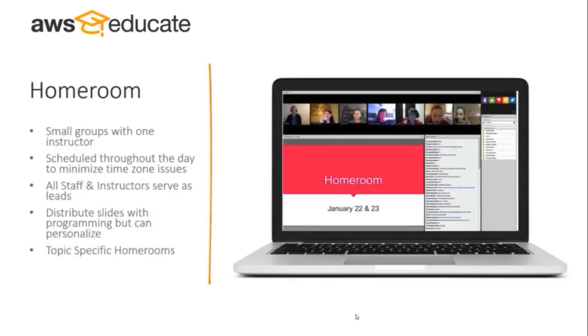And then we have homeroom. So we have small groups with one instructor. It's usually someone who's not their teacher. They're grouped by grade level, and it's scheduled throughout the day to minimize time zone issues. And I know a lot of schools have advisory programs or homeroom programs, and we have staff and instructors serve as leads, but really the activities that we're doing in homeroom really help to build those connections.